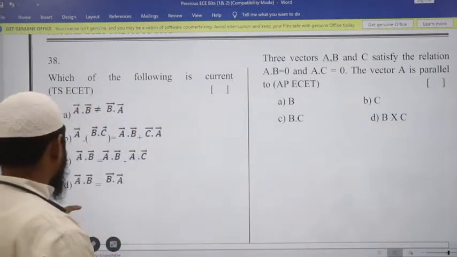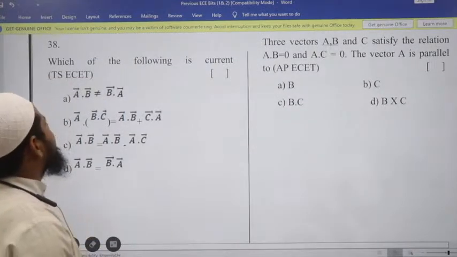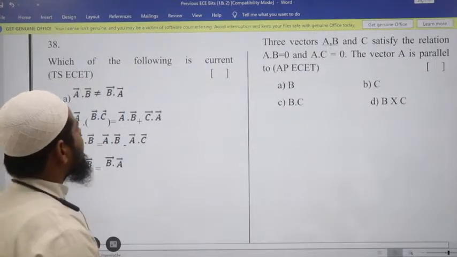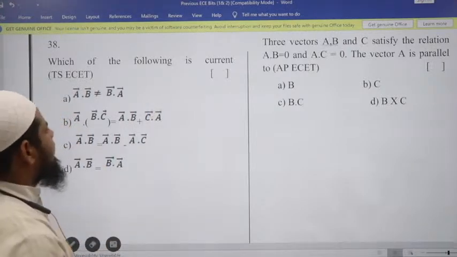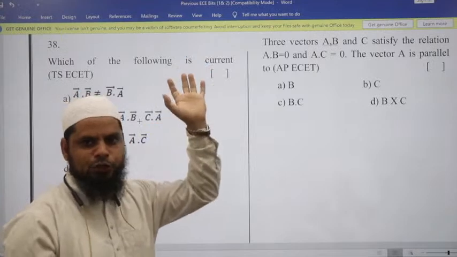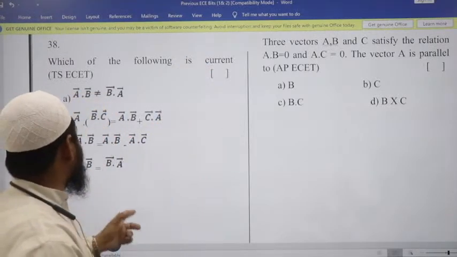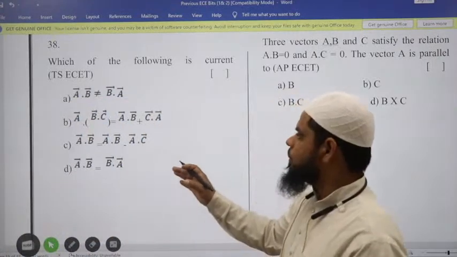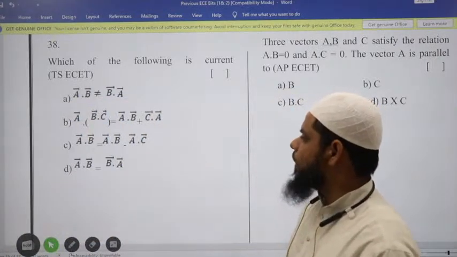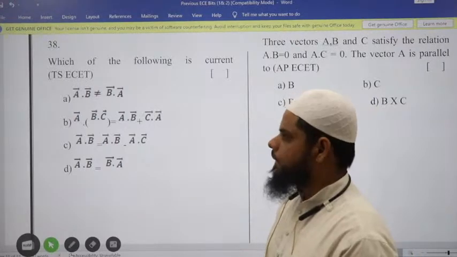The next one, look at this, 38. Which of the following is correct? Correct, not current, that is correct actually. So the same thing yesterday also we have seen, the same kind of problem. So which of the following is correct? Find out that one, the repeated problem.